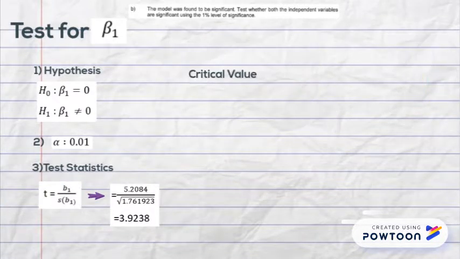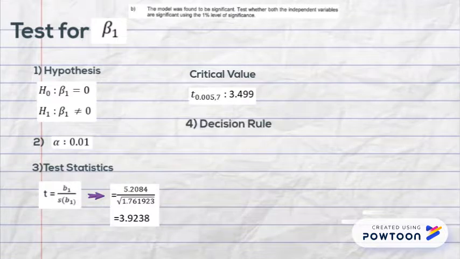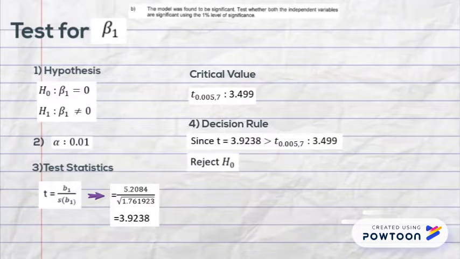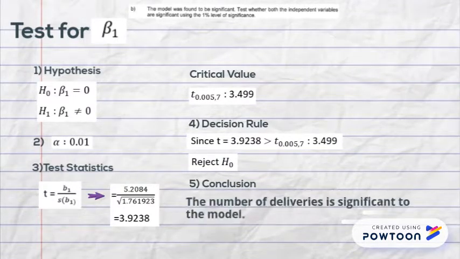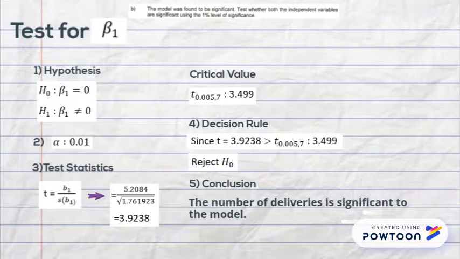After that, for the critical value, t alpha over 2 with degrees of freedom of error, we get 3.499. Next, the rule: we reject H null because the value of T is greater than the T table. Therefore, the conclusion is the number of deliveries is significant to the model.